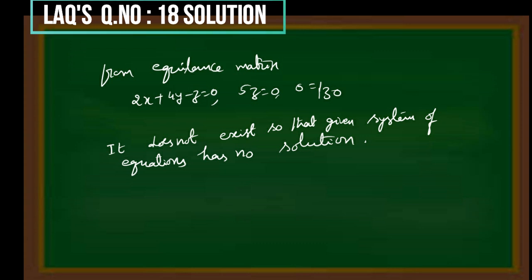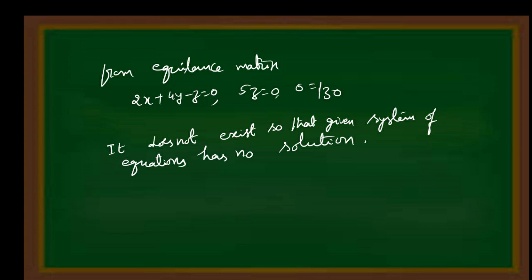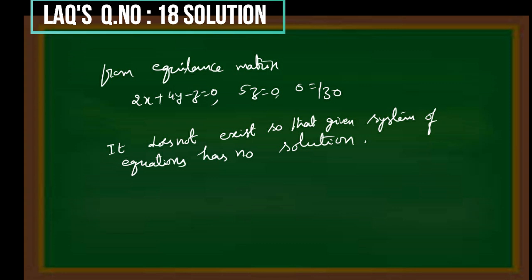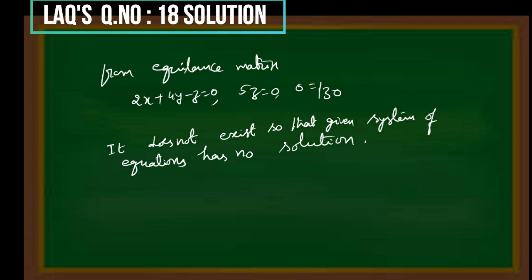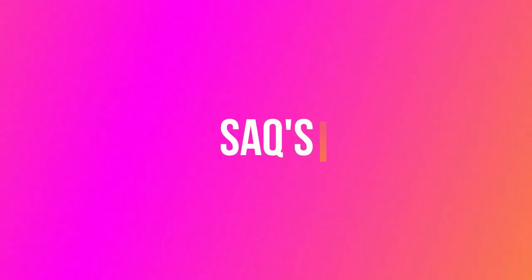By using the equivalent matrix, here 2x plus 4y minus z is equal to 0, 5z is equal to 0, and 0 is equal to 130, which is meaningless. Here 0 is equal to 130 is not defined. Therefore, it does not exist, so the given system of equations has no solution.